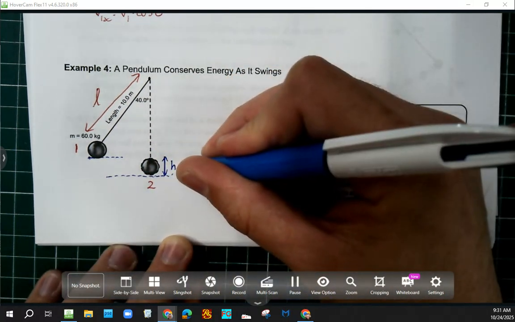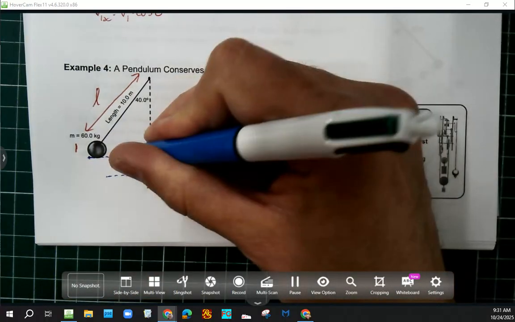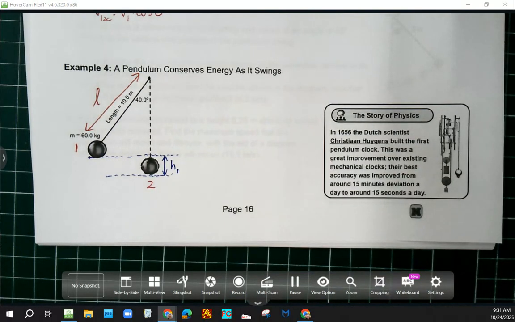Specifically, if I call position 2 height of 0, I would say that that change of height would be height 1. Now the way I've drawn this, the pendulum's at the lowest position it would swing to. If I wanted to talk about conservation of energy and figure out how fast that pendulum was going at its lowest point, that would be its maximum speed, which makes sense. We'd want to do that.